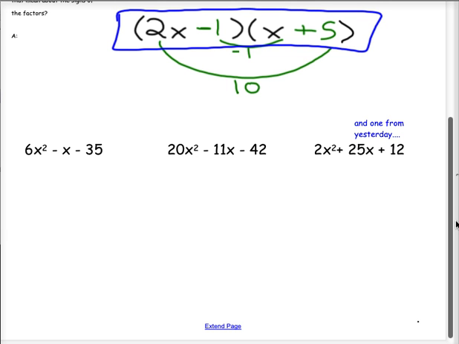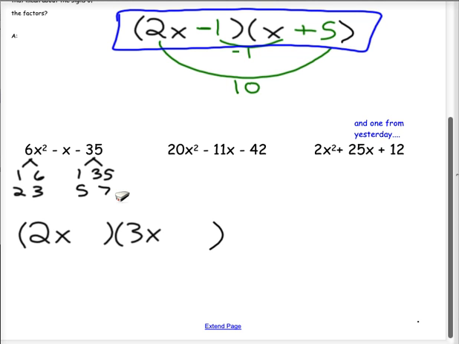So let's look at this one. I'm going to break this apart. So 6 turns into 1 and 6, 2 and 3. 35 breaks down into 1 and 35, 3, oh, not 3 and 7, 5 and 7. All right, so let's see if we can get this working. So I'm going to choose one of my skeletons to begin with. I'm going to choose 2x and 3x. And let's just start seeing if we can make this work.